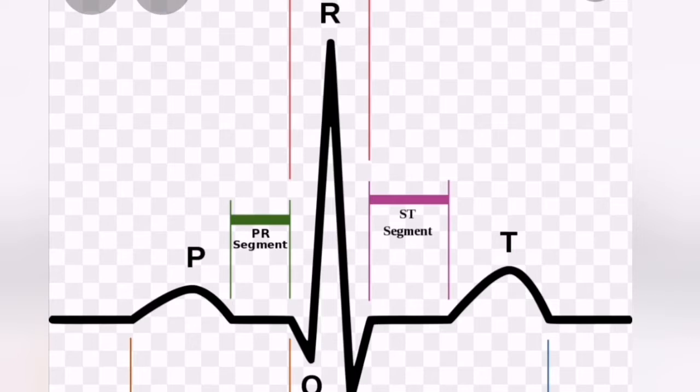And sometimes you will find that you lost the normal shape of the QRS. For the first one, when you find that you lost the P wave and the QRS looks wider and the heart rate is above 100, most likely you are in ventricular tachycardia.